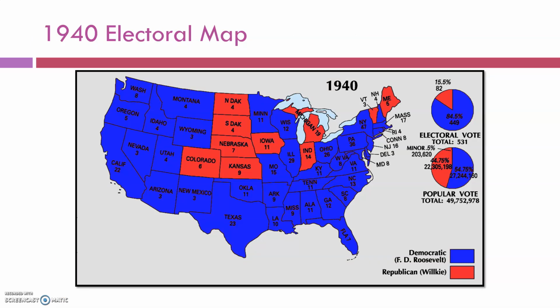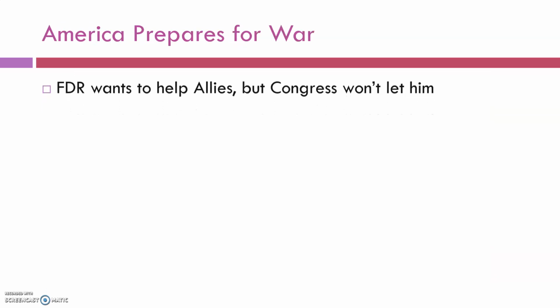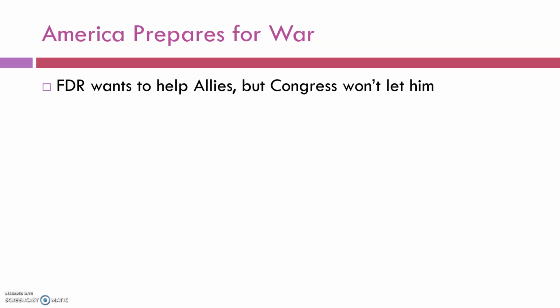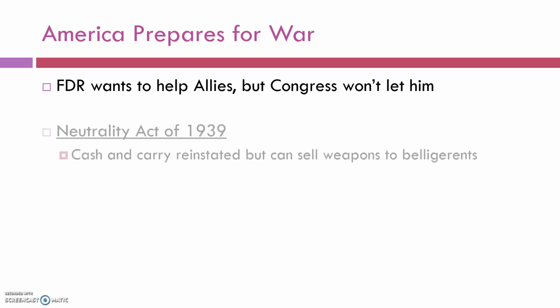Well, in 1940, Roosevelt runs again for an unprecedented third term, which at the time was not necessarily against the Constitution. He wins, as you can see, by a rather large margin against Willkie, the Republican, and he gets a third term. With his third term, he wants to help out the Allies. Congress isn't letting him, though, because of the Neutrality Acts. And so in the early 1940s, FDR is mostly trying to scale back what Congress has done to try to help out the British.